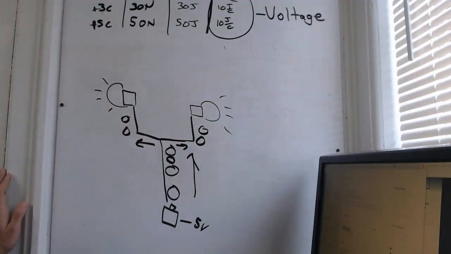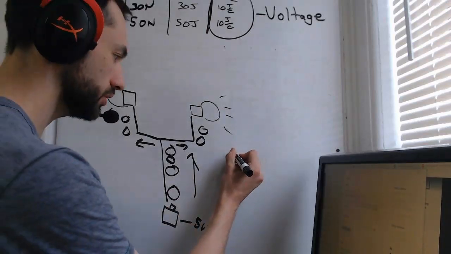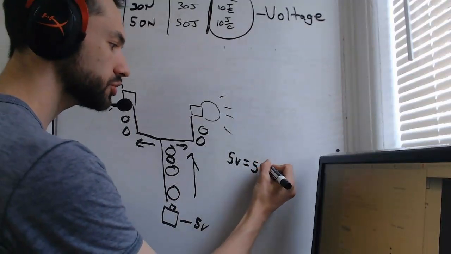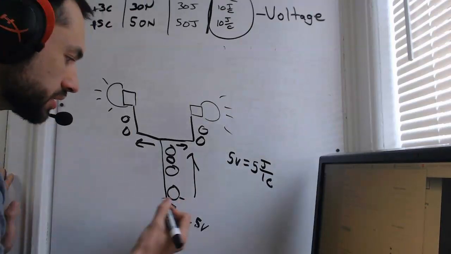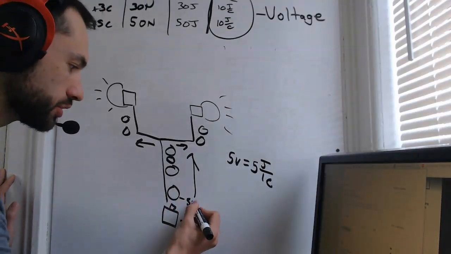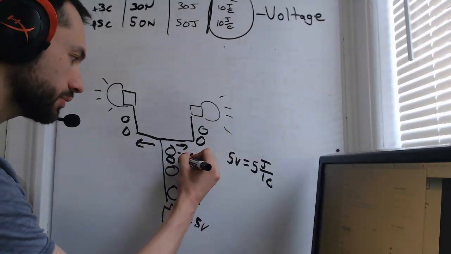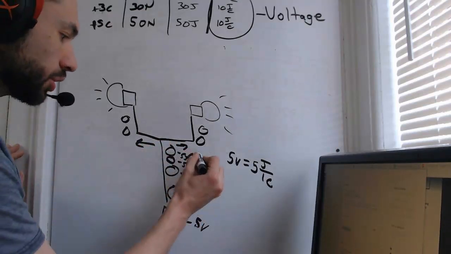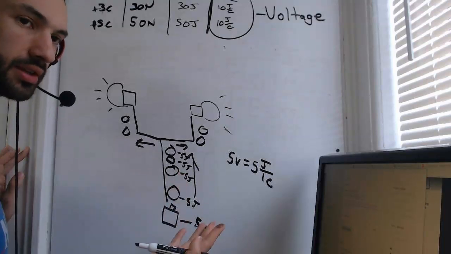Did I just split the voltage? No. Why not? Because voltage, 5 volts, will mean that there are 5 joules for every 1 coulomb of charge. So this coulomb of charge has 5 joules of energy, and this one has 5 joules of energy, and this one has 5 joules of energy, and this one has 5 joules of energy. They all have 5 joules of energy. How much total energy do I have here then? I have 20 joules of energy. That's what we're pretending right now.